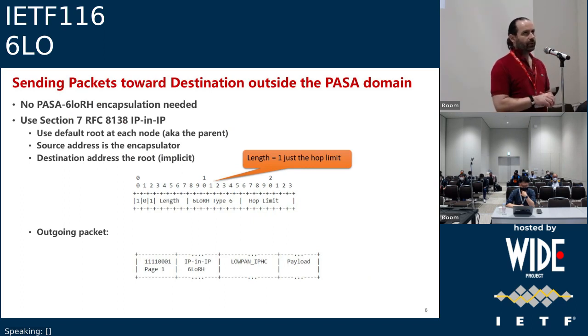The reason why we can simplify the header format is because if we realize that the destination is outside the PASA domain, we actually don't need the 6LO PASA routing header at all. We just need to do IP in IP, follow RFC 8138, use the default route, which is just the parent of each node, until we reach the gateway, and then we send out. So there is nothing really specific to be done. We don't need to do the PASA encapsulation in case the destination is outside the PASA domain.